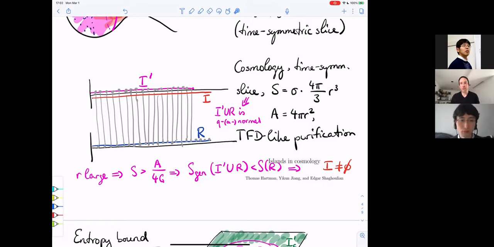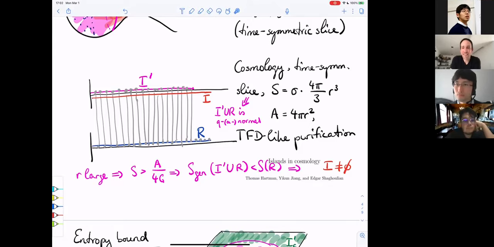Thank you. Okay, then Shinji, please go ahead. Yes, thank you for the very nice talk. So the generalized entropy is the sum of the area plus entropy in the bulk, and so when the area becomes small, do we have to take into account the higher curvature corrections, or it doesn't matter?